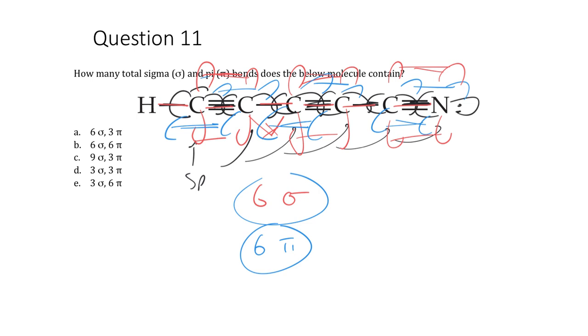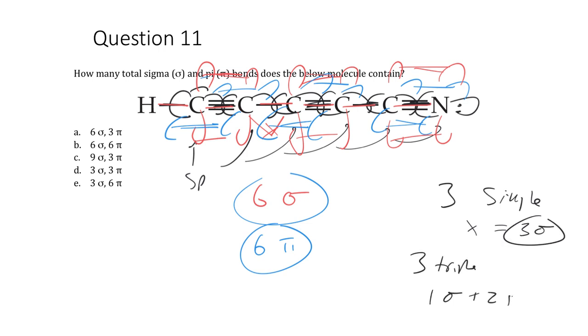Now if I go back to the structure, cleaned up, in terms of single bonds, we have 1, 2, 3 single bonds. So that's 3 sigma. And then I have 3 triples, which each are 1 sigma plus 2 pi. So that's giving me 3 more sigmas, so 6, and then 2 pi's times the 3 triple bonds, giving me 6. So there are a lot of different ways you can get to 6 and 6.